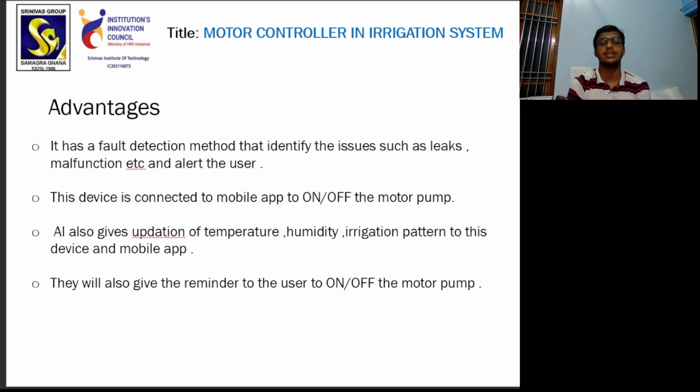Now the advantages. It has a fault detection feature which will alert the user if there is any leak or malfunction. A mobile app is connected to this device to get information, and also to turn the motor pump in the field on or off, and to give the user a reminder to turn the pump on or off. The AI present in this device gives updates on temperature, humidity, and irrigation pattern to the device and the mobile app.